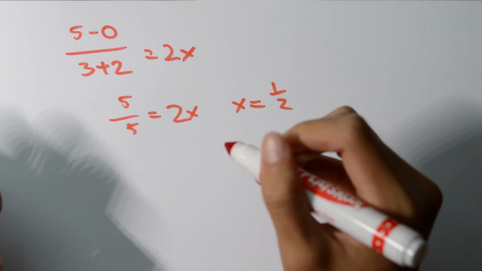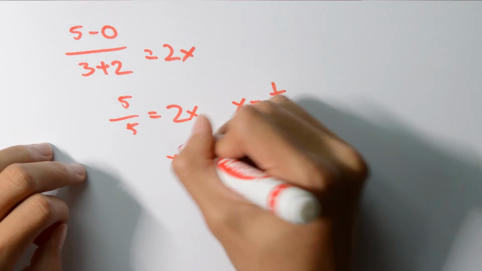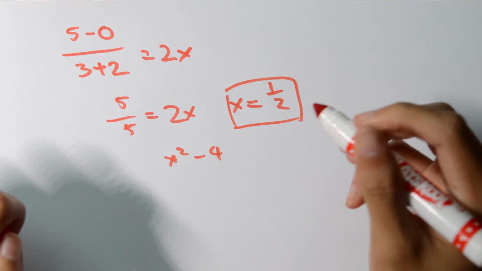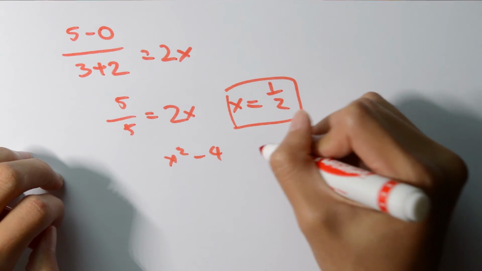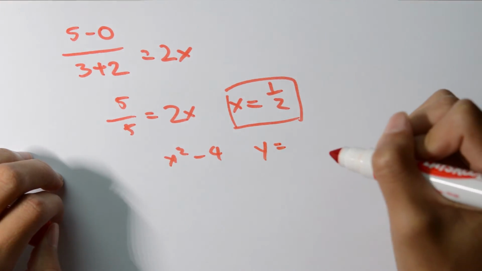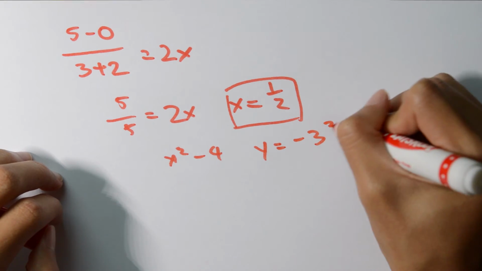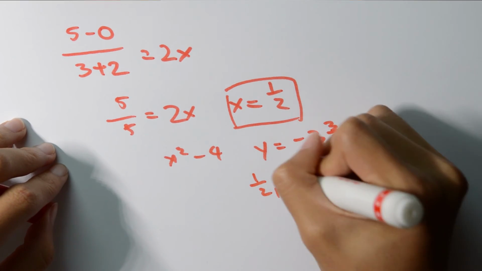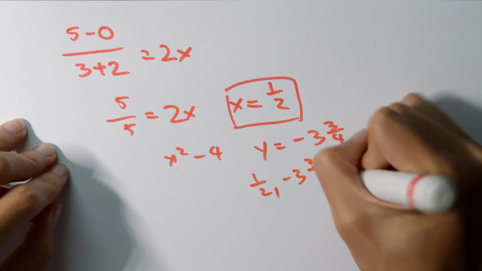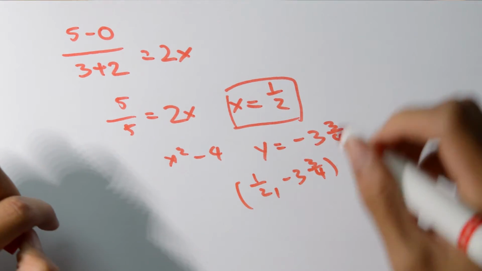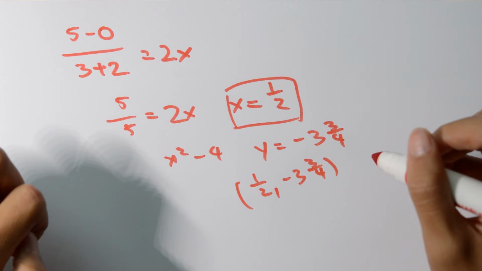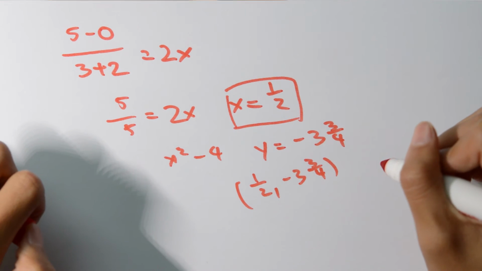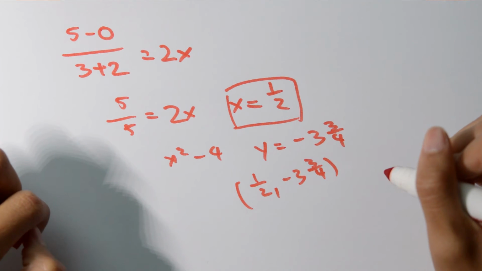This means that on the function x squared minus 4, at the x value x equals 1/2, the y value would be -3 3/4. So at (1/2, -3 3/4) on the function x squared minus 4, there must be a tangent line whose slope equals the slope of the secant line that runs through -2 and 3.